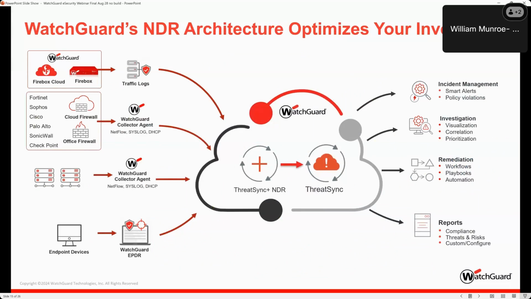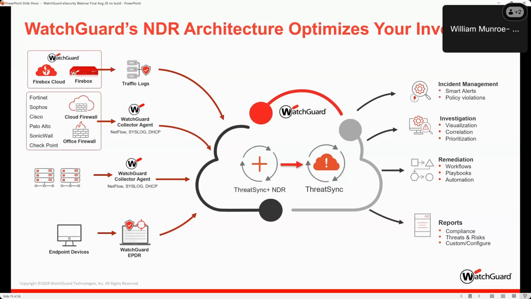So what does it look like? I'm going to introduce you to two products. The first product is WatchGuard's Threatsync plus NDR that is available today. And this product operates in the WatchGuard cloud with Threatsync plus NDR in the center operating as a primary risk and threat detection tool, and then WatchGuard's Threatsync operating as the remediation tool. It's going to pull in the logs from all of your WatchGuard firewall products, Firebox products, but it can also pull in other firewall data, the NetFlow, the syslog, the DHCP, from all of the leading firewalls that are out there. So it's an open platform.